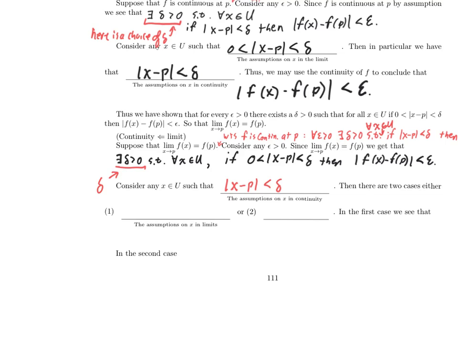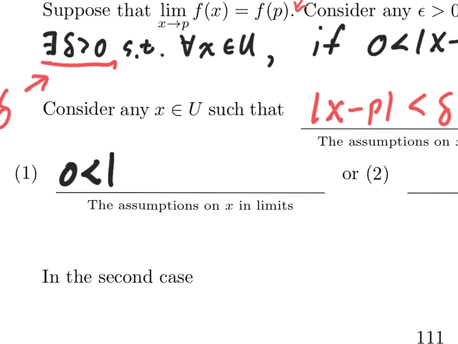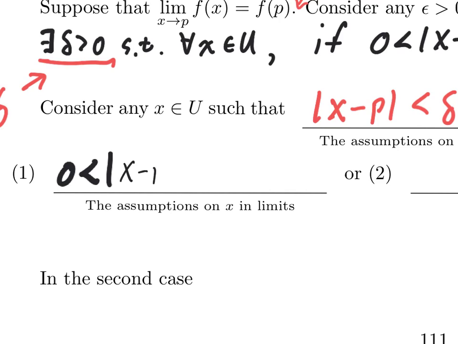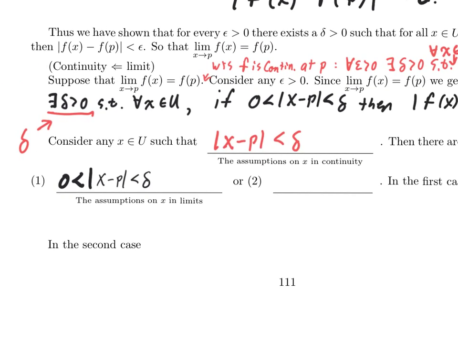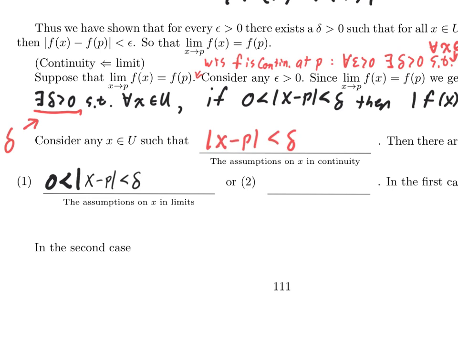So either 0 is less than the absolute value of x minus p is less than delta, or, well, the only thing that I assumed is that the absolute value of x minus p is less than delta. The only exception to that is the case that 0 is equal to the absolute value of x minus p.